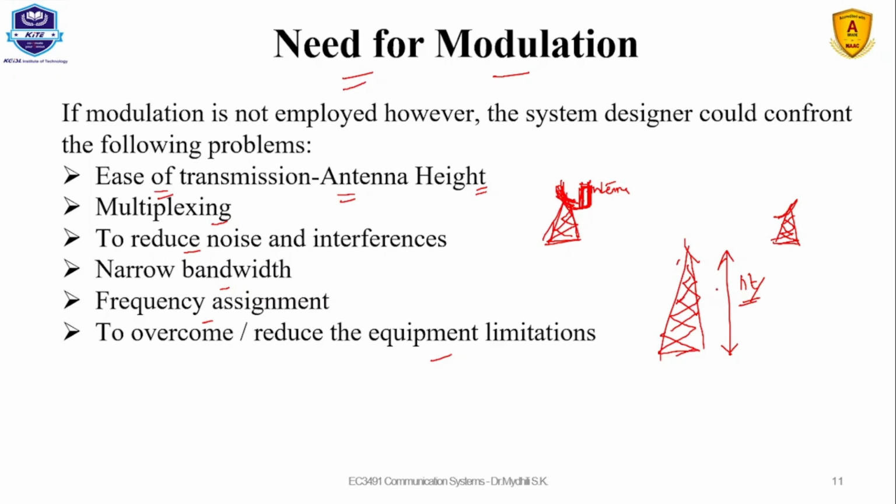So in order to reduce the antenna height, modulation will be helpful. Modulation is very helpful here, in relation to the wavelength, that is lambda, with respect to the antenna height.